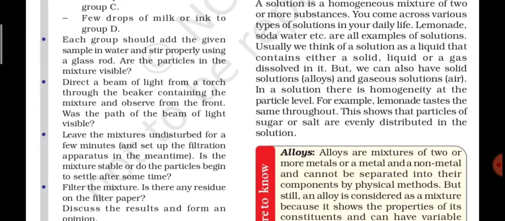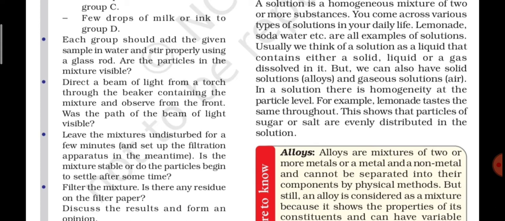Now the next step is to direct a beam of light from a torch through the beaker containing the mixture and observe from the front. So all four groups, A, B, C and D, have to perform this activity in a glass beaker. When they simply direct a beam of light, they can observe it from the other side. So what will be their observation? Again, these four will have different observations.